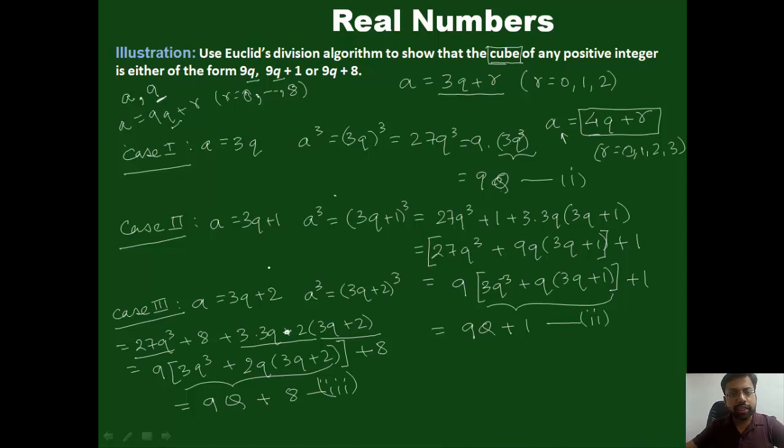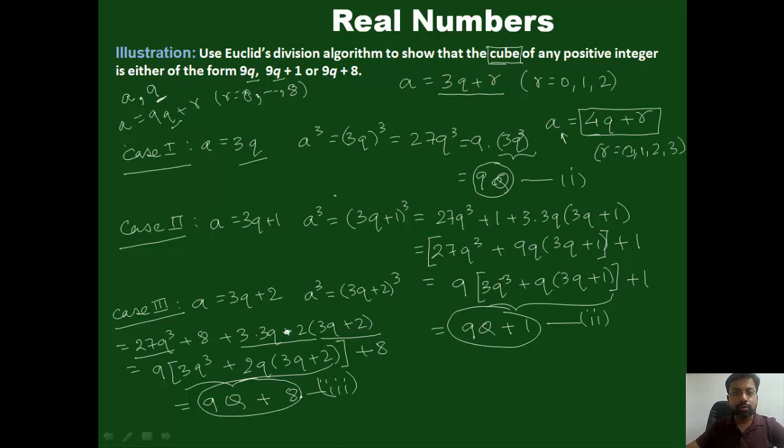So in all the cases, what we see is the cube of a positive integer is either of the form 9q when the number is a multiple of 3, or it is of the form 9q plus 1 if it is of the form 3q plus 1, and it is 9q plus 8 in case it is of the form 3q plus 2. So all the cases are covered, and in each case we see that the cube is either of the form 9q or 9q plus 1 or 9q plus 8.